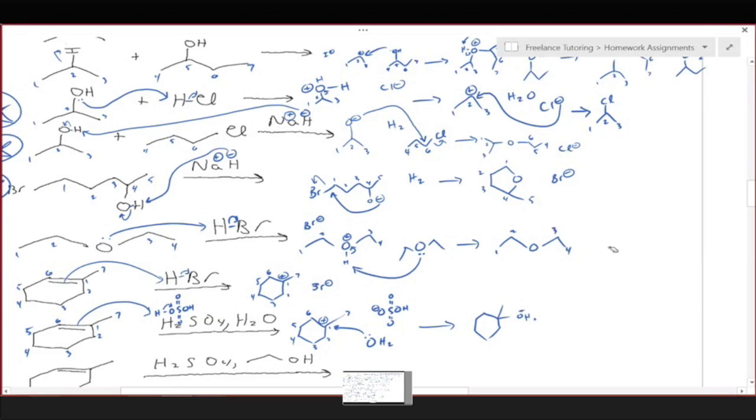What type of reaction should we probably be doing in the second step? A nucleophile electrophile reaction. So see if you can come up with a reasonable way to do that.